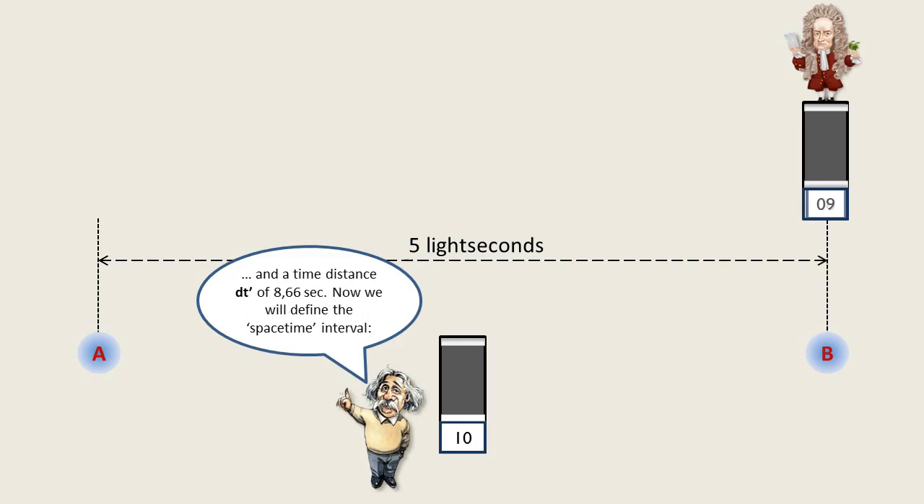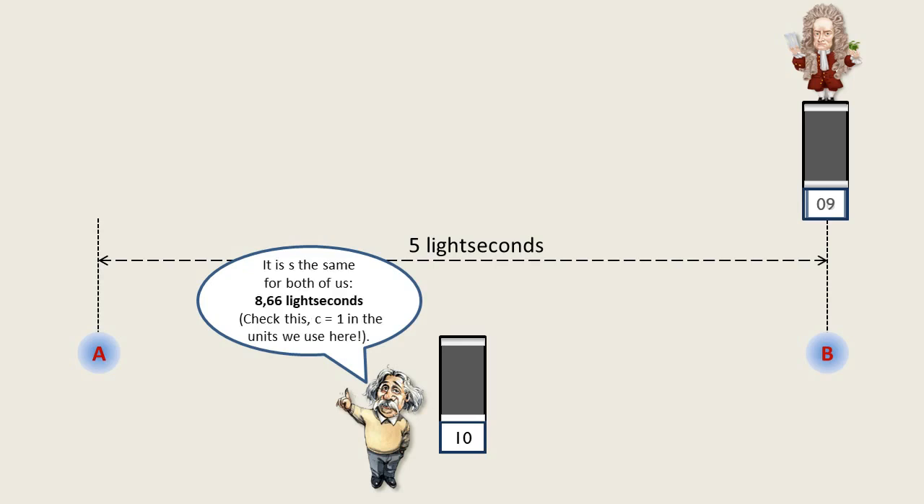Now we will define the space-time interval. Its square is the square of the light speed times the square of the time distance minus the space distance squared. It's the same for both of us. It's 8.66 light seconds. You can check this, bearing in mind that c is 1 in the units we use here.